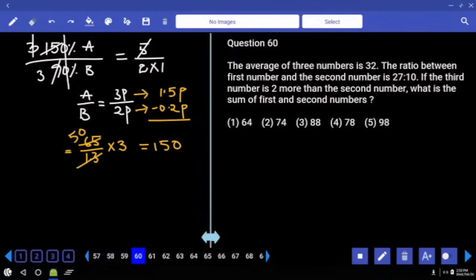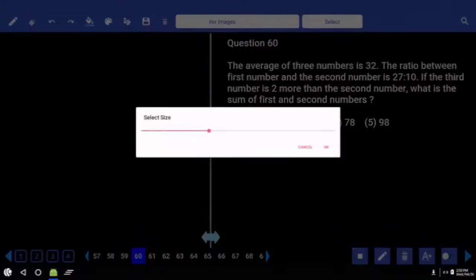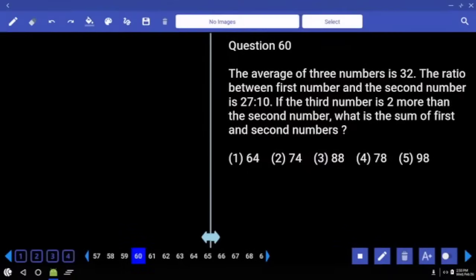The average of 3 numbers is 32. The ratio between first and the second is 27:10. If the third number is 2 more than the second number, what is the sum of first number and second number? I hope this is a question from your material. The question is about the sum of first number and second number. The ratio between first number and second number is mentioned as 27:10.